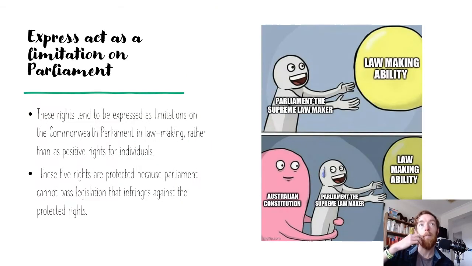Express rights act as a limitation on Parliament. These rights tend to be expressed as limitations on Commonwealth Parliament and lawmaking rather than positive rights for individuals. These 5 rights are protected because Parliament cannot pass legislation that infringes upon those protected rights. They can't do anything that stops you from doing those 5 things. And so it stops Parliament from making any laws that give them too much power or infringe upon your rights too much.